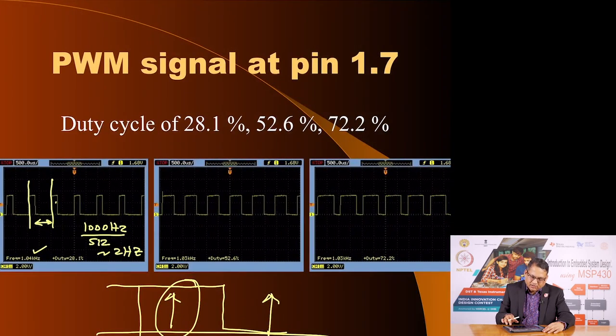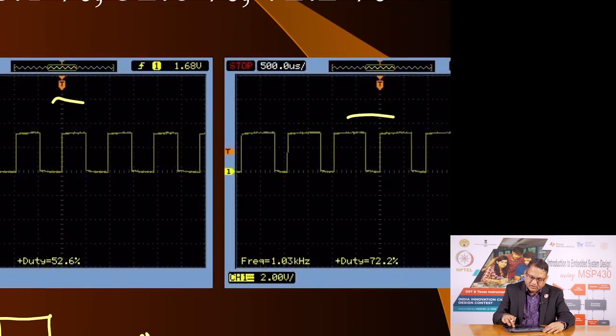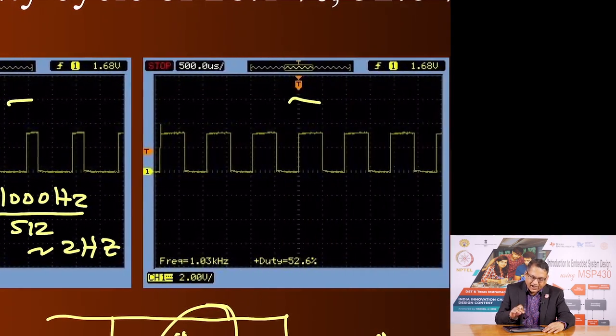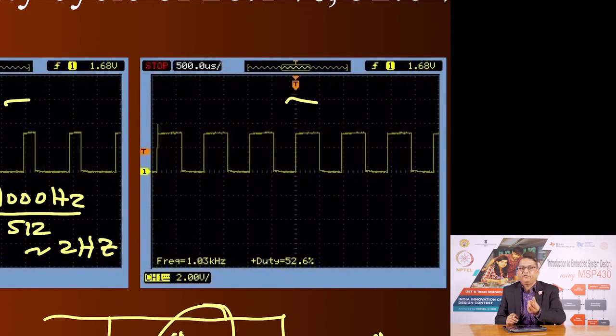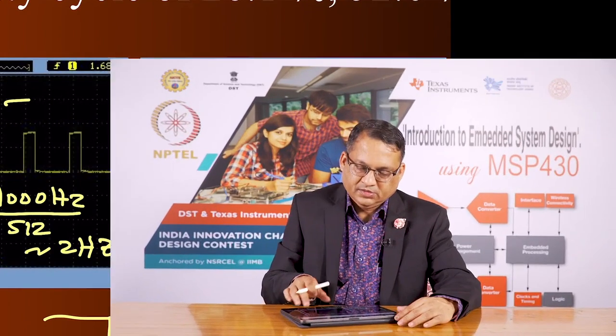Okay. We have already seen this, how the duty cycle goes from, in this case, 28%, 52% and 72%, but the period remains the same. Period remains the same. Why? The sum of on time and off time is constant.